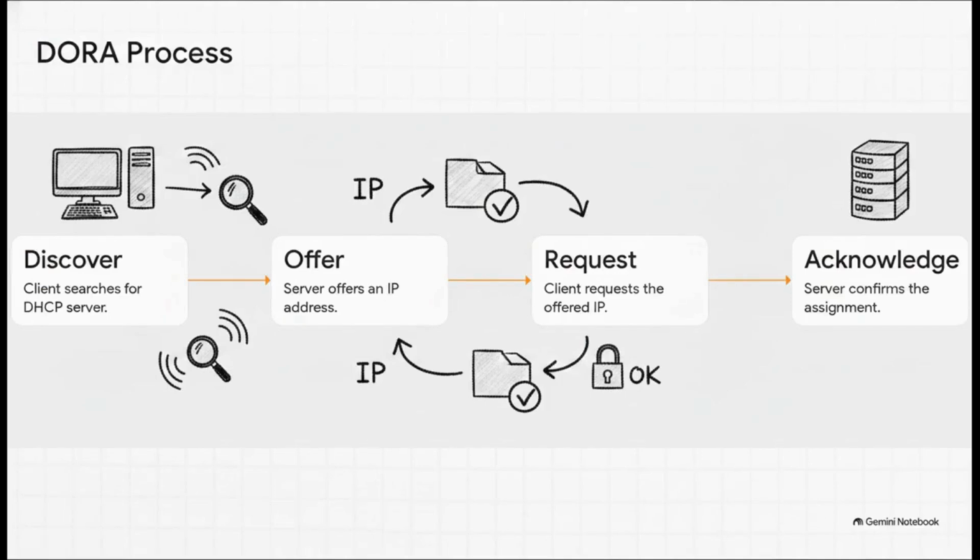So DORA is an acronym, and it brilliantly illustrates the overall roadmap of the conversation that happens between a client and a server. It stands for Discover, Offer, Request, and Acknowledge. Just to give you the quick, high-level sequence, the client searches for a server, the server offers an IP, the client requests that specific IP, and the server confirms the assignment. Keep this big picture in mind as we zoom into the actual technical details.